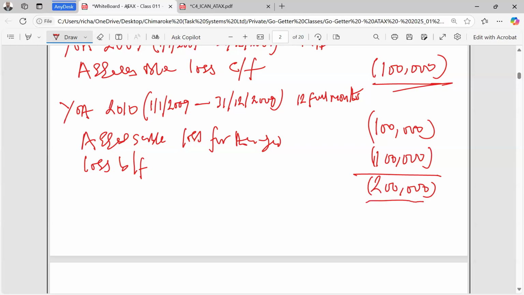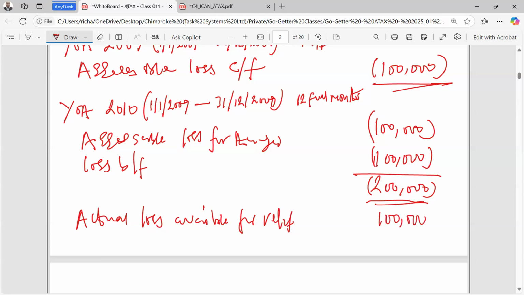This is 200,000 available for relief. You will now say actual loss available for relief is going to be 100,000, because 200,000 is not the loss you made. 100,000. But you see now, this is a cheating.